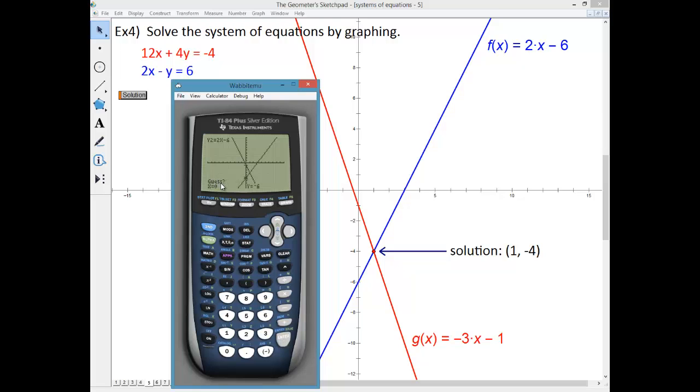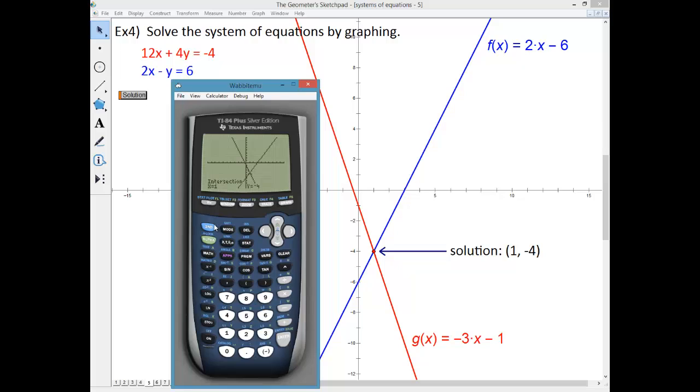The third question the calculator is going to ask you is, are you ready for me to guess? By pressing enter, you're telling it yes, I want you to guess, and it will populate the intersection point for you as the ordered pair 1, negative 4.